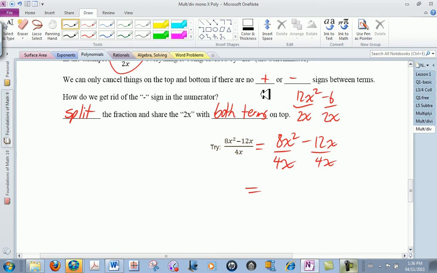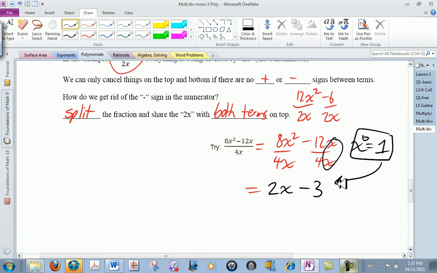So we divide 8 by 4, gives us 2. X squared divided by x gives us x. 12 divided by 4 gives us 3. And x divided by x gives us x to the 0, which has a value of 1. And so we don't write the 1 because 1 times 3 is simply 3. Okay. Sorry, that's a better way to write it. Negative 3 times 1. We don't write that. Okay.